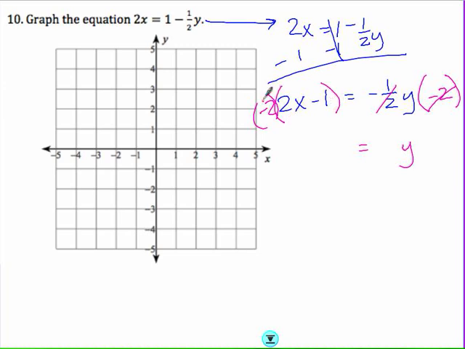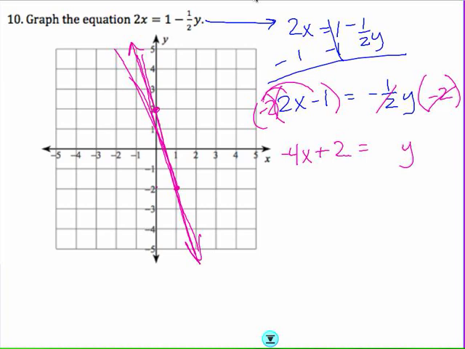In this case, I need to distribute. So negative 2 times 2x would give me a negative 4x. Negative 2 times negative 1 would give me a positive 2. So this is this line, really, just in a simpler form. In that case, I know my y-intercept is up here at a positive 2. I know that my slope is going to go down 4 and then to the right 1. So my line should look something like this.